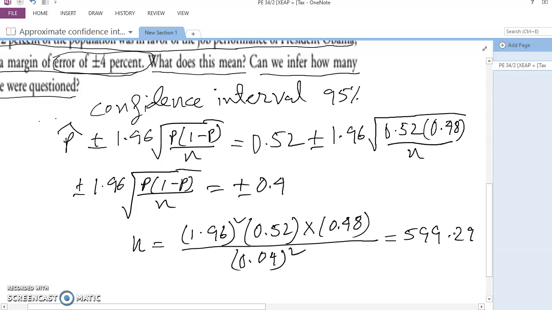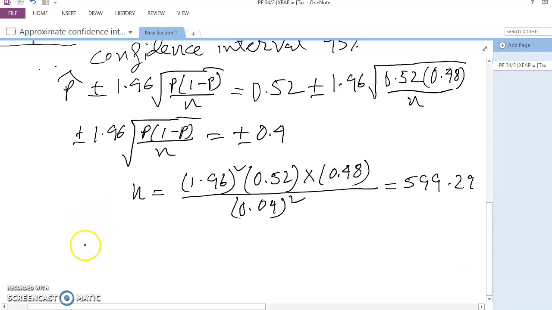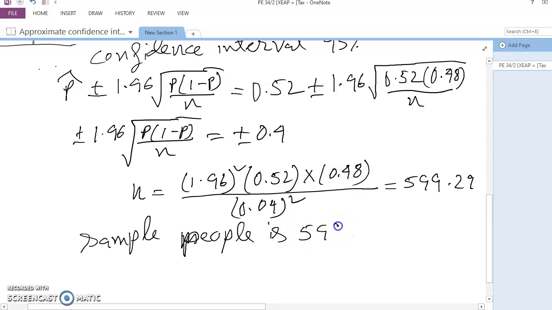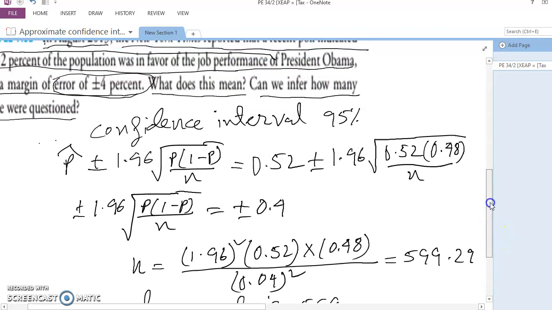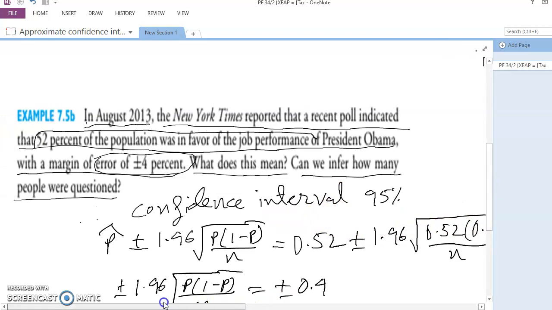which equals 599.29. So friends, I hope the answer is clear: the sample size is 599. Can we infer how many people were questioned? It is 599. Thanks for watching. I hope it is clear for everyone.